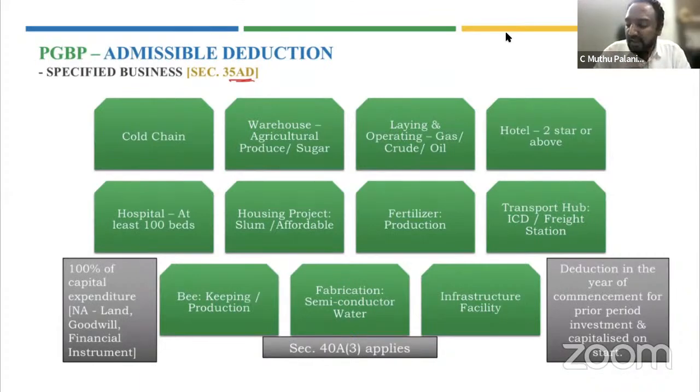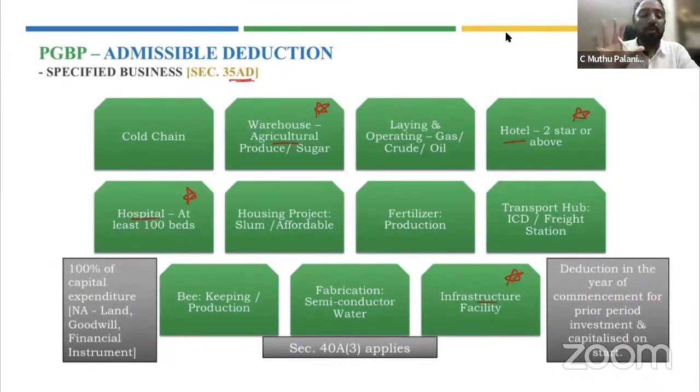A warehouse for agricultural produce or sugar is commonly tested, a hotel is tested, a hospital is tested. What is the condition for a hotel? Minimum 2 stars. What is the condition for a hospital? Minimum 100 beds. Fertilizer production, transport hub, beekeeping, fabrication, and finally infrastructure facility. These are the commonly tested businesses in your 35AD. But anyway, you can remember overall whatever they are into. So this is what it is about.